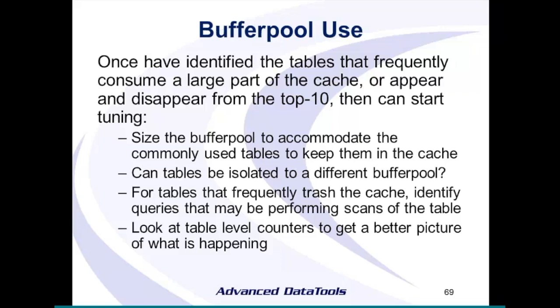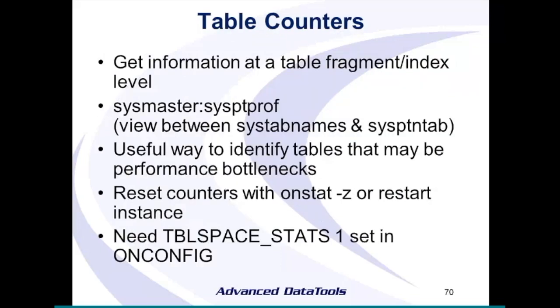To get a better idea, we can start looking at the table counters. So Informix keeps track of a number of metrics, a number of counters for each table. And this is in the sysptprof table in sysmaster, which is actually a view between systabnames and sysptntab. And it will only do that if you've got TBLSPACE_STATS set to 1 in your onconfig. And these values are reset if you run onstat -z or if you restart Informix. So these are the kind of values that we'll see in there.